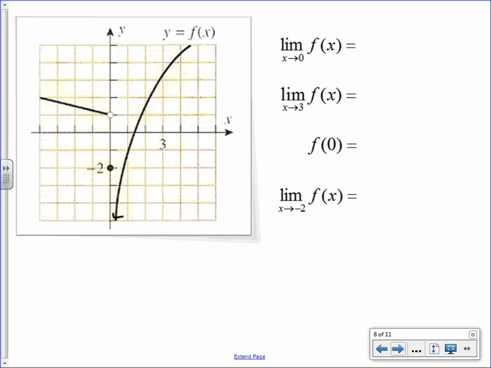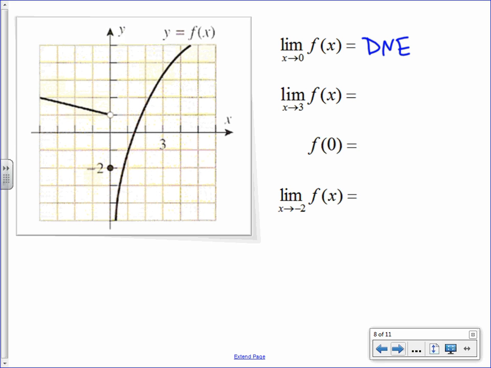Okay. Someone from pod 1, what is the limit as x approaches 0? Does not exist. Do you agree? Okay. Whether this is unbounded or not, we're approaching 2 different values, the left and the right aren't meeting up. We have a break in the graph right there. So the left and the right are approaching 2 different things. Our limit fails to exist.